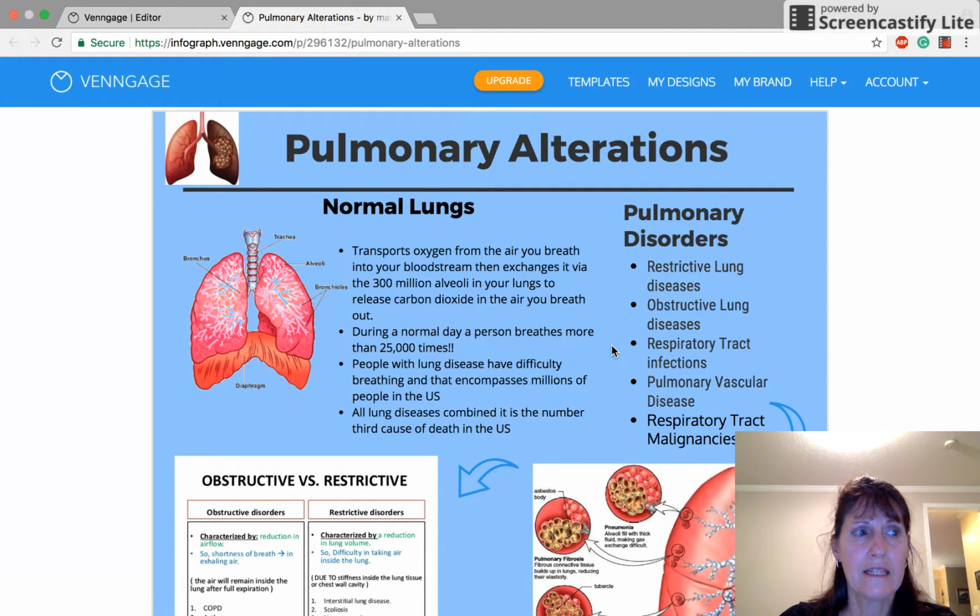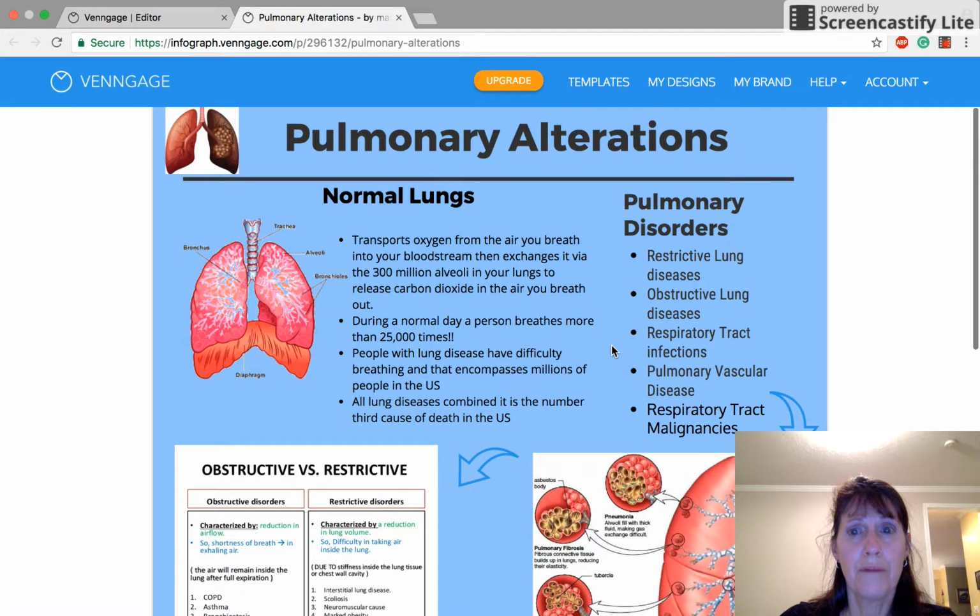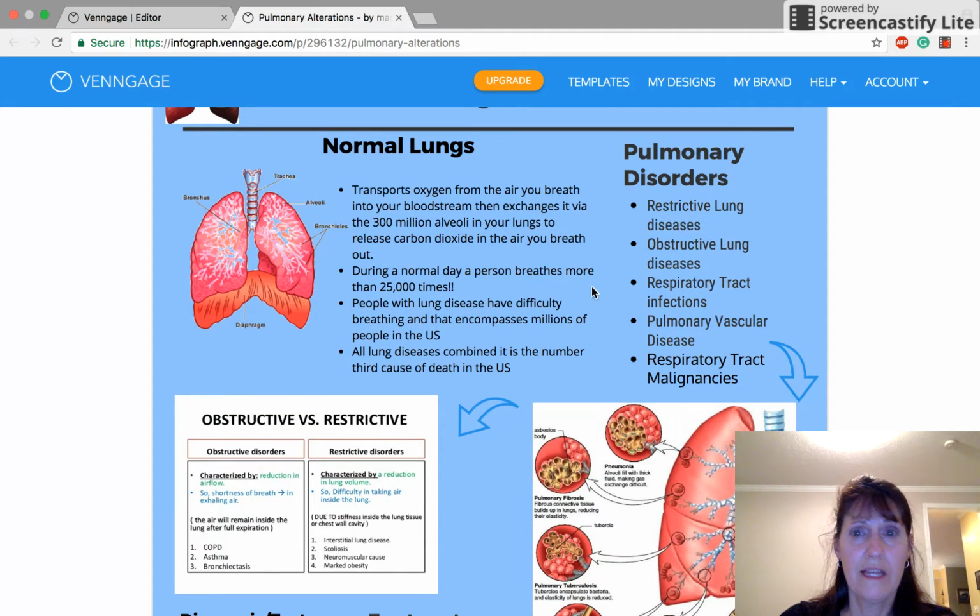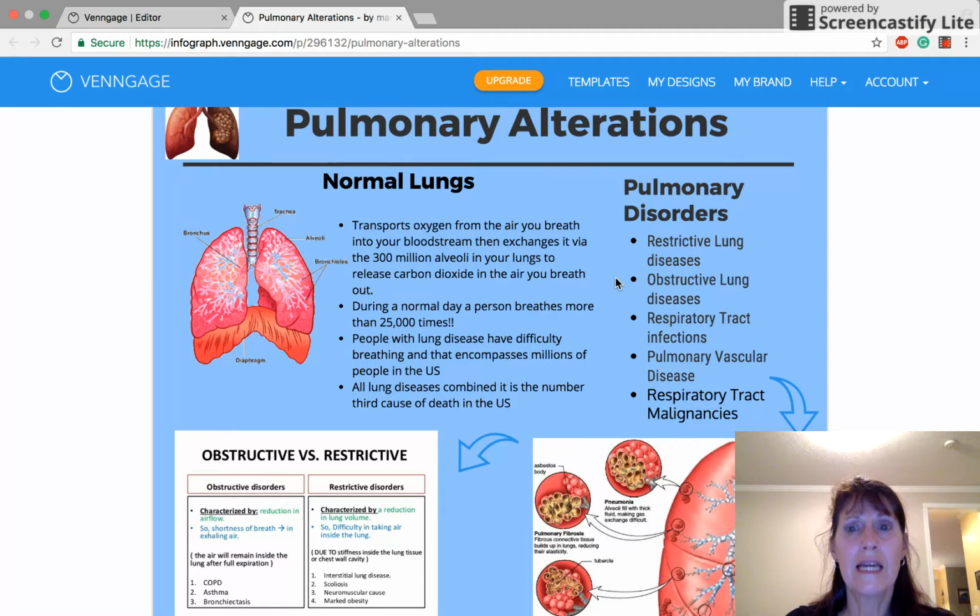In this class, we are going to discuss pulmonary disorders. These are when people can have abnormal lung function. They're categorized into a lot of different groups. Restrictive lung diseases, obstructive, respiratory, pulmonary, respiratory tract malignancies.